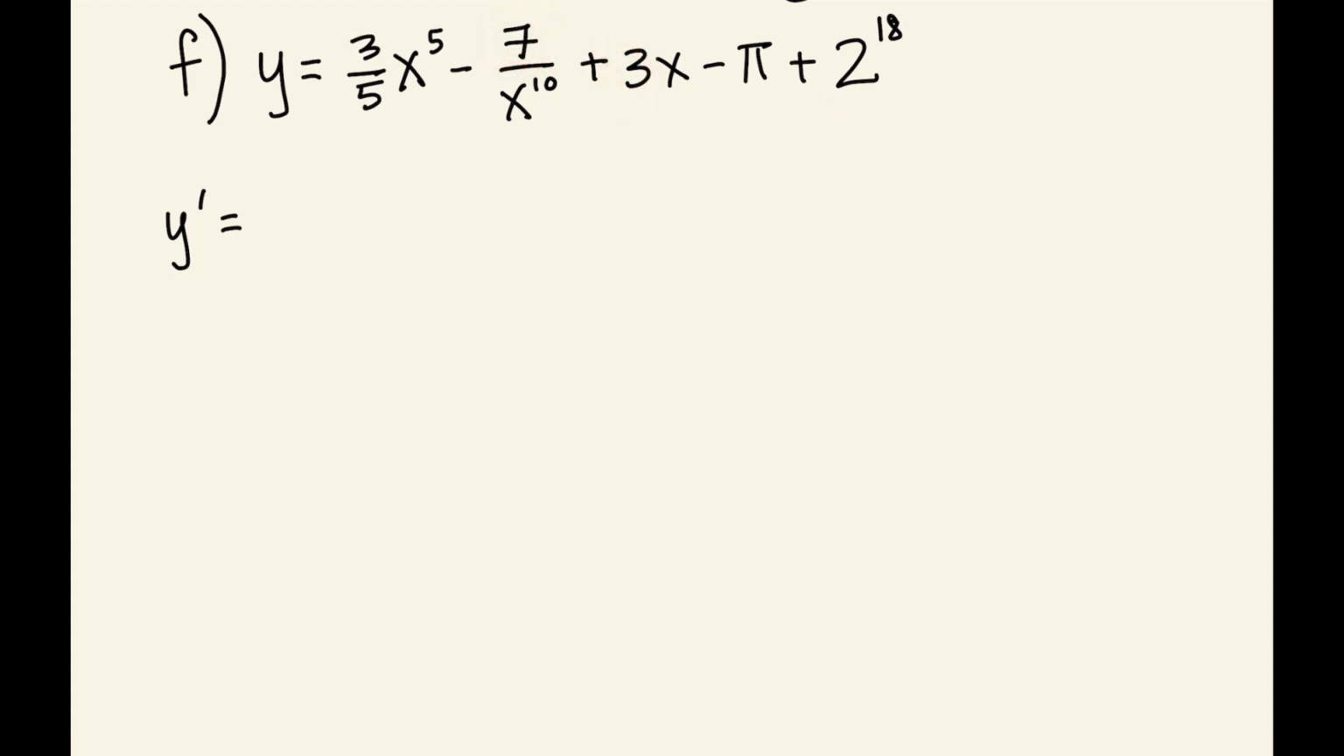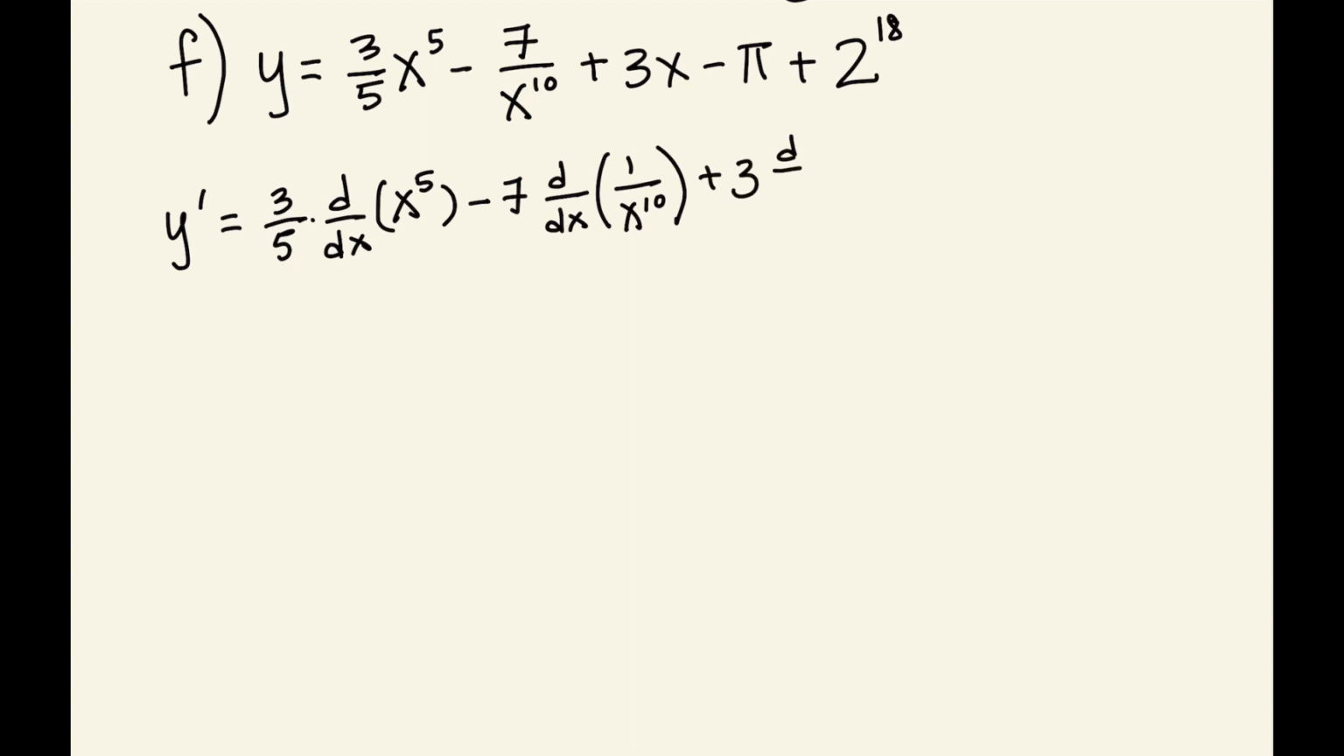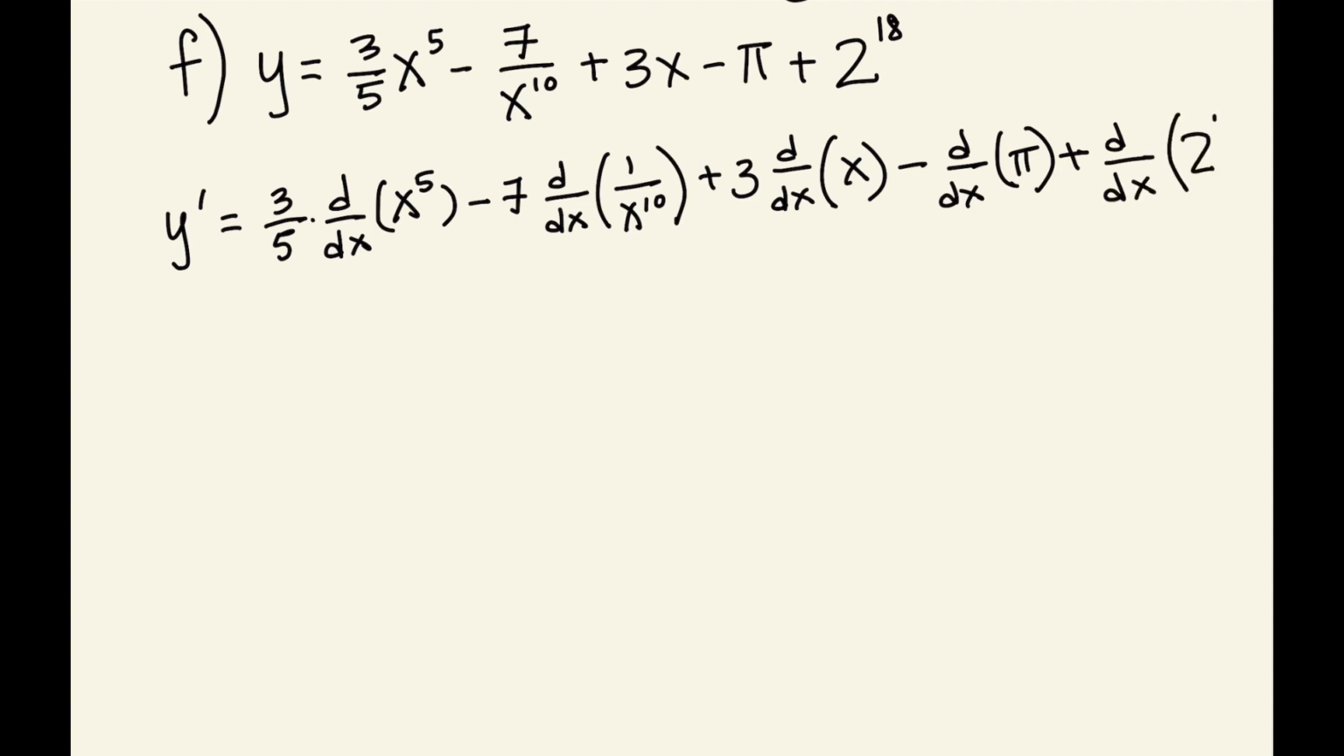So let's do that. y prime is going to be 3/5 times the derivative of x to the 5th, minus 7 times the derivative of 1 over x to the 10th, plus 3 times the derivative of x, minus the derivative of pi, and plus the derivative of 2 to the 18th. So all I've done here is break the derivative up across the sums and differences, and then also pulled out the constant multiples, and it led to this expression that we have here. Okay, so now I'm going to finish off the derivative.